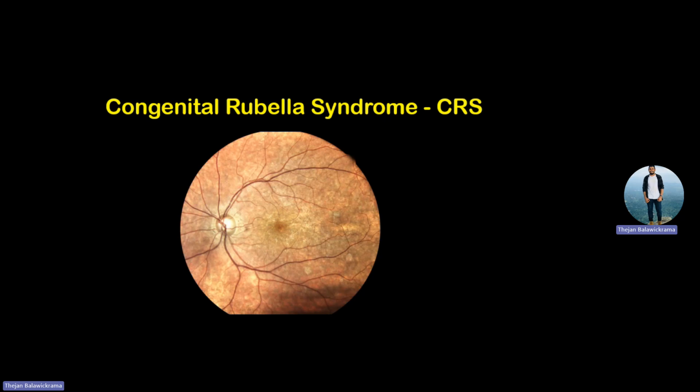Congenital rubella syndrome. Congenital rubella is when the mother gets fever in the first trimester and then they have this. One, two, this 1, 3, 5. 3, 3, 5.